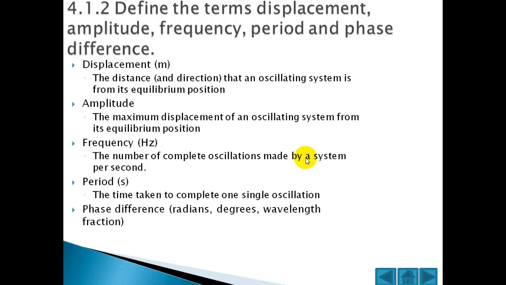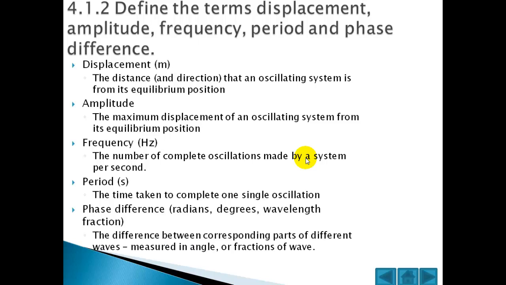The phase difference can be viewed in a number of ways. It can be measured in radians, degrees, or fractions of wavelengths. It's basically the difference between corresponding parts of different waves, and it's measured in some kind of angle or fractions of a wave. For example, when a crest meets a crest, the phase difference is 0. But if a crest meets a trough, the phase difference in radians will be pi radians. In degrees, it will be 180 degrees. In numbers of wavelengths, it will be half a wavelength, or 1.5 wavelengths, or 2.5 wavelengths.